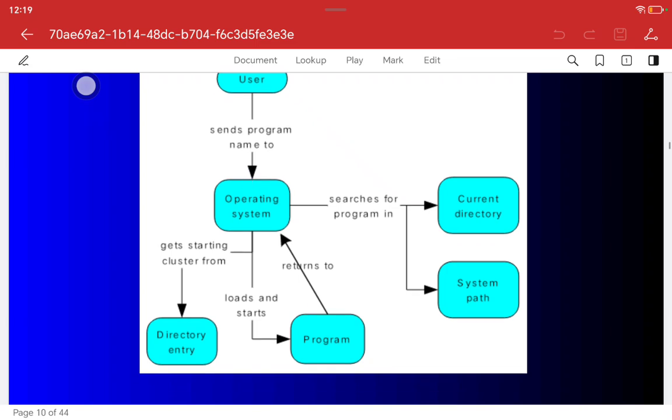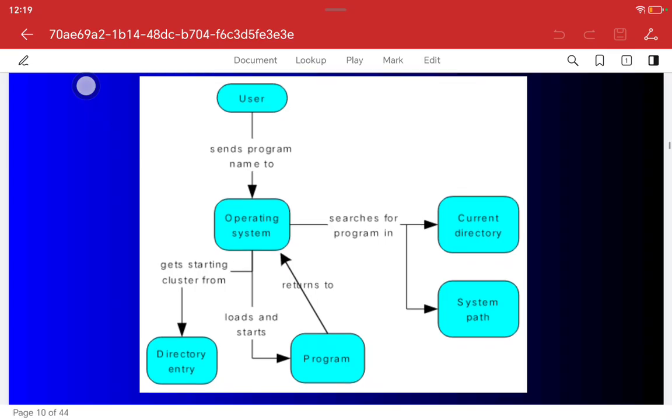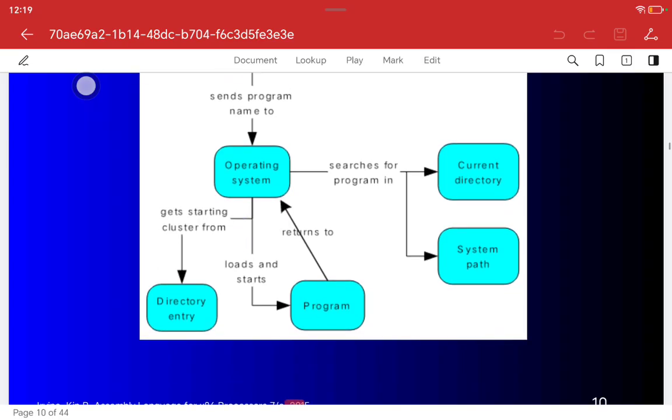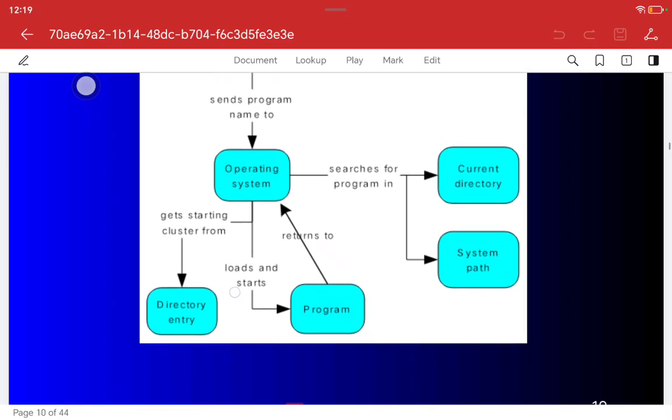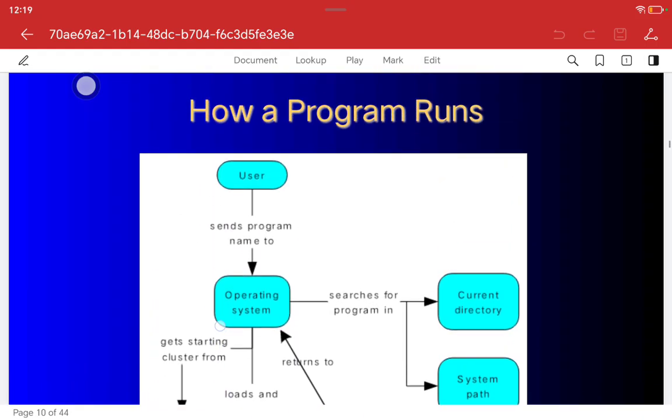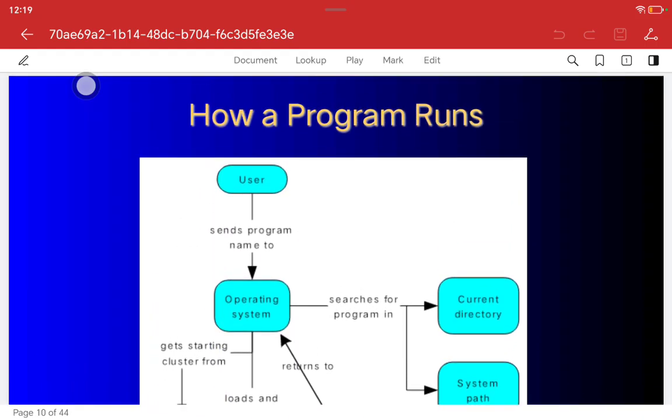Again, we can check this here. They say that it gets clusters from the directory entry and also loads and starts a program, which also can return back to the operating system, right? So this is just also on how to run programs. We will learn how to run programs when we are busy coding. So now it means that we need to focus on the coding part, like registers, things that we're going to be working with, before we can come and focus on how to run a program. Because you can't run a program if you don't know how to write a program. We'll say that right now.